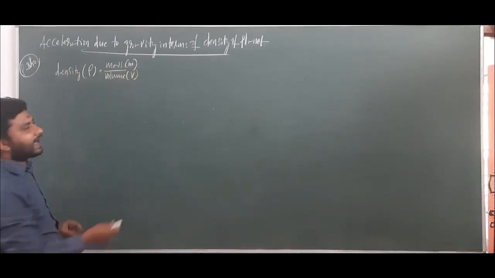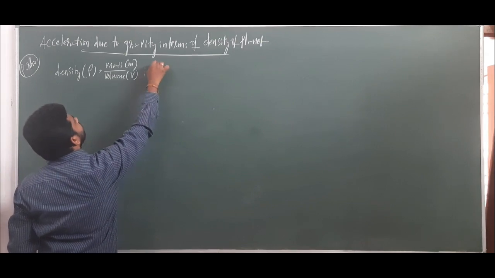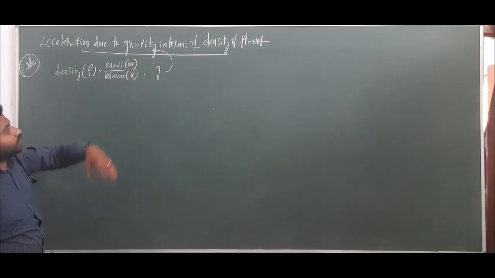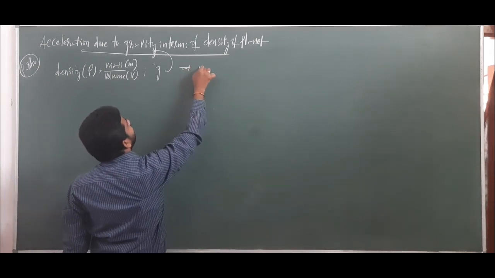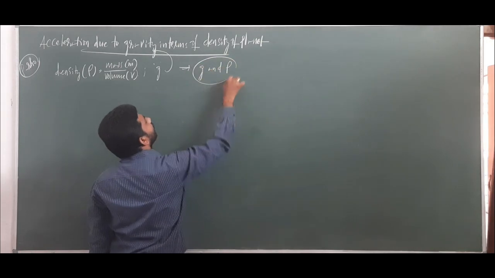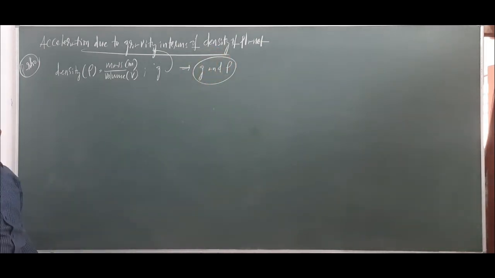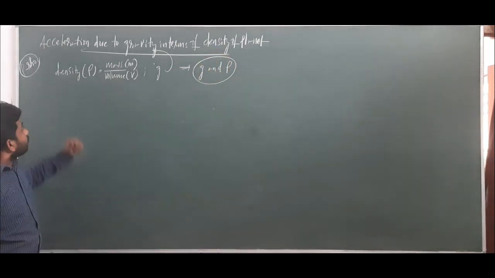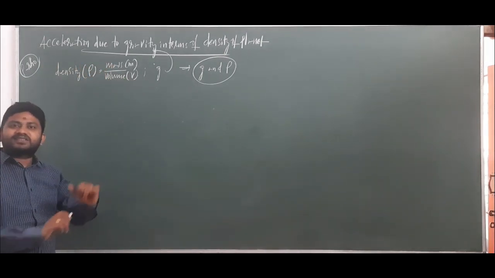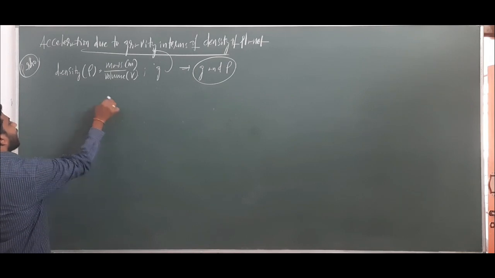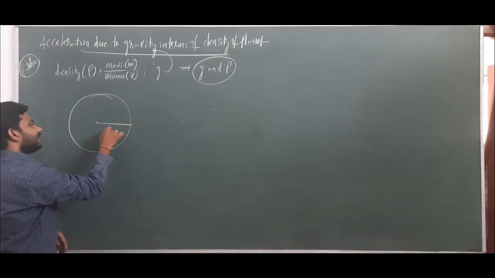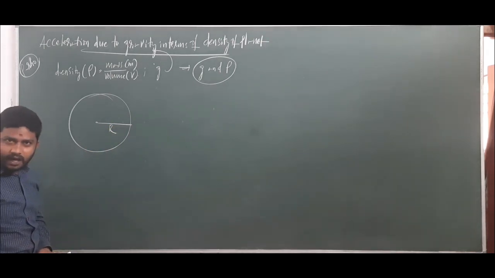The mass I am writing with the symbol M and volume is V. Acceleration due to gravity, we have the symbol called g. g is what? Acceleration due to gravity. So, the complete topic is the relation between acceleration due to gravity and density, rho. That is the topic we are going to discuss now. So, the acceleration due to gravity in terms of density of a planet. Let us take, this is the planet, imagine the planet is earth, radius of the earth is R.